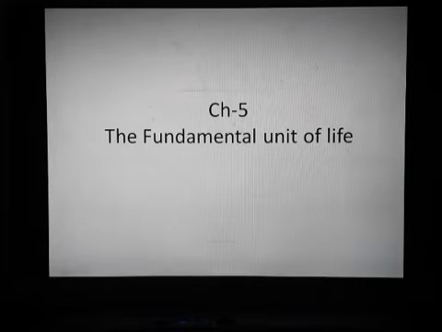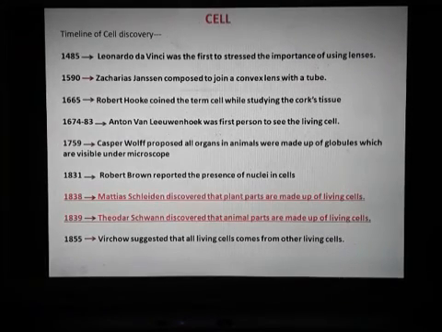Now the first slide is about the timeline of cell discovery, the important impact made by different scientists in defining this cell and knowing more about it. So you know Robert Hooke coined the term cell, and two important discoveries were done by Matthias and Theodor in 1838 and 39. They discovered that plant cells and animal cells are made up of living cells. So just to go through this timeline once.